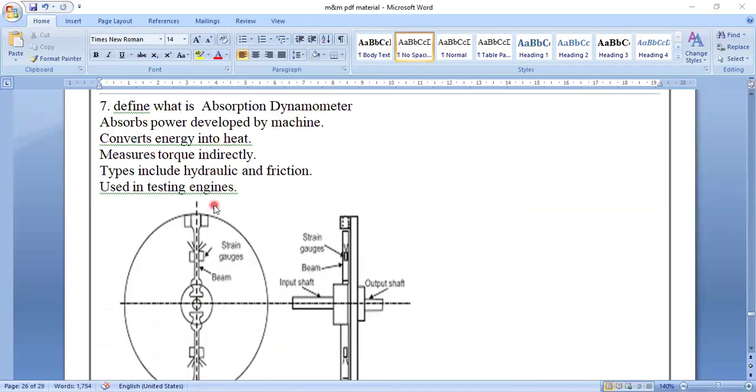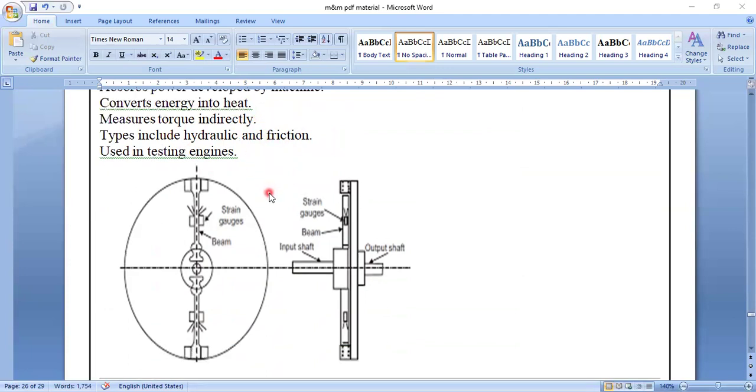What is an absorption dynamometer? An absorption dynamometer absorbs the power developed by the machine. So whatever power is developed by the machine, this dynamometer will absorb. It converts the energy into heat and measures torque indirectly. So it will not touch, it will measure indirectly only. Types include hydraulic and friction. Hydraulic is like water or anything is used. Friction is used in testing engines.